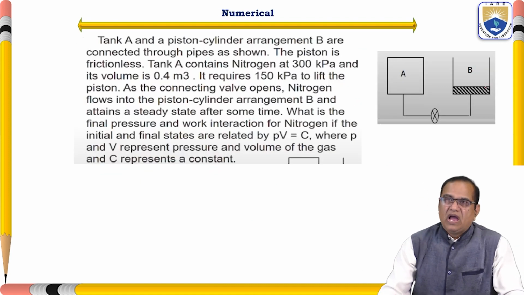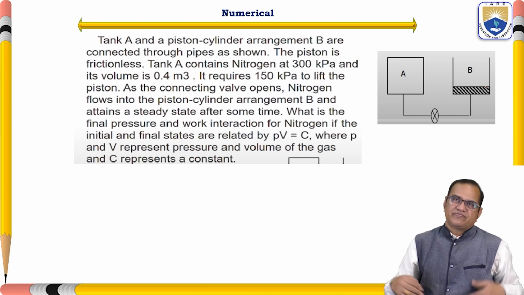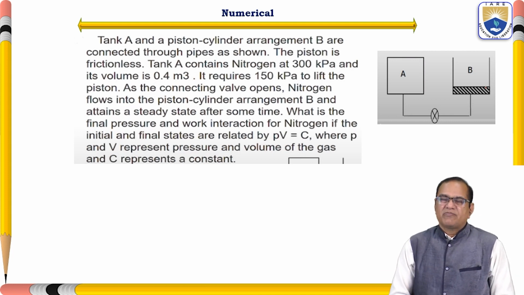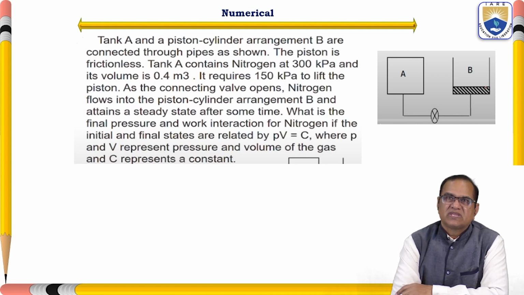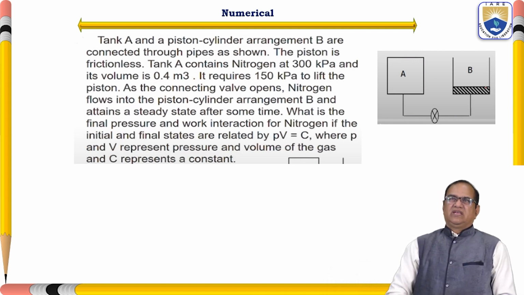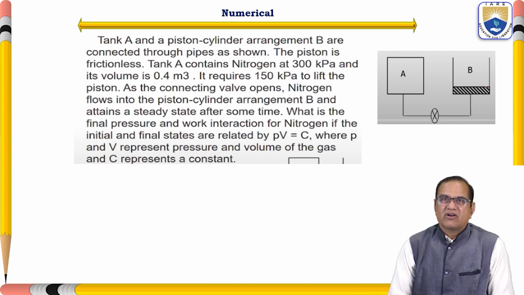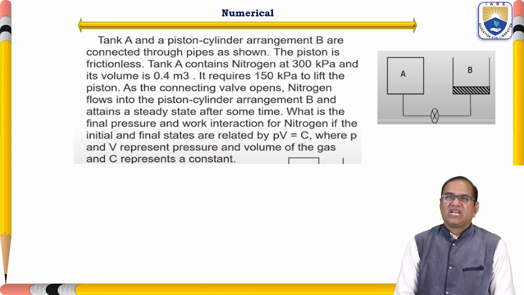Now I will go with another problem, that is a numerical problem. So tank A and a piston cylinder arrangement B are connected through a pipe as shown. The piston is frictionless.